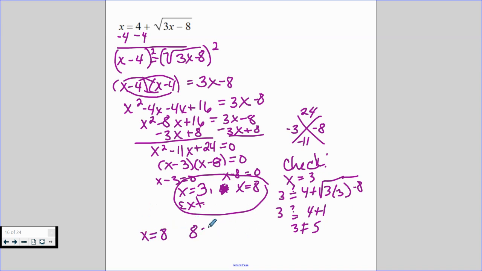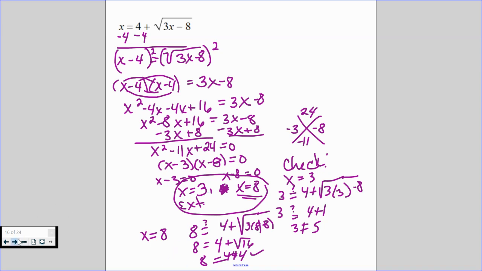And so we have 8, does that equal 4 plus the square root of 3 times 8 minus 8? So you're going to get 24 minus 8, which is 16. Square root of 16 is 4. 4 plus 4 is 8. So this one does check. So 8 is the only actual real solution because the 3 ended up being extraneous.